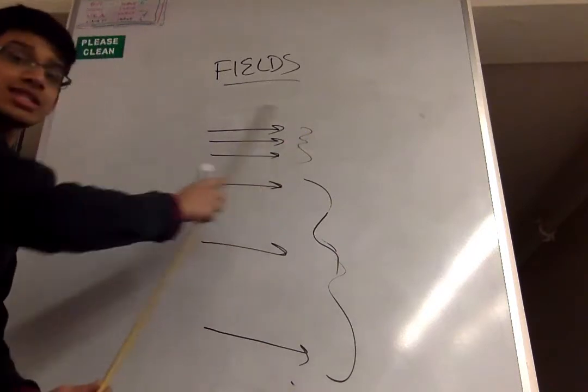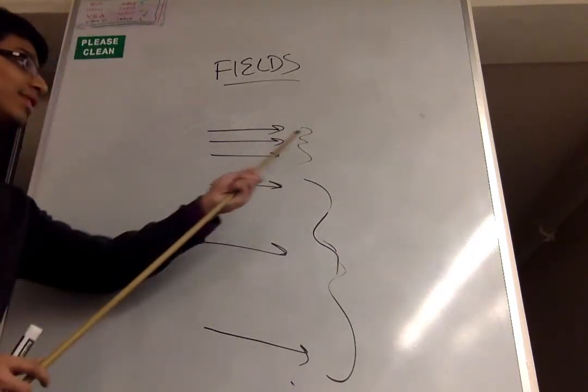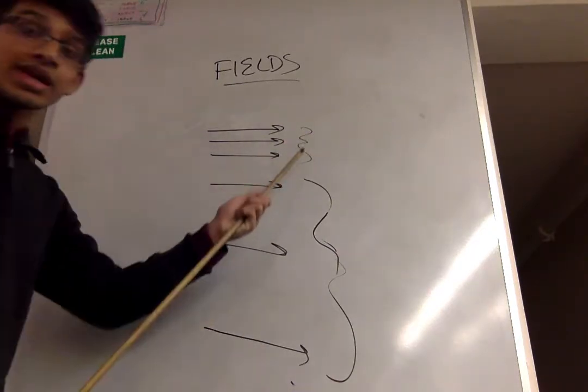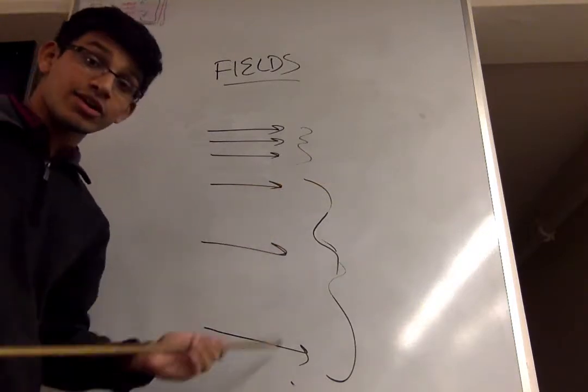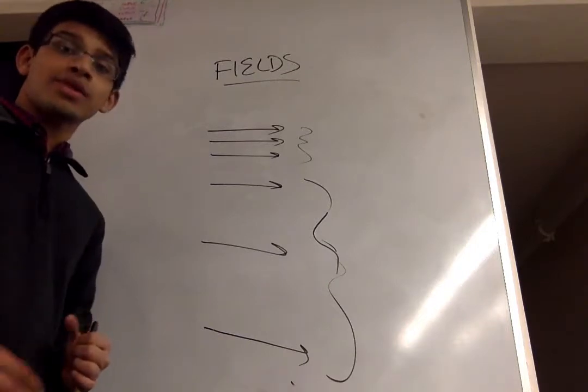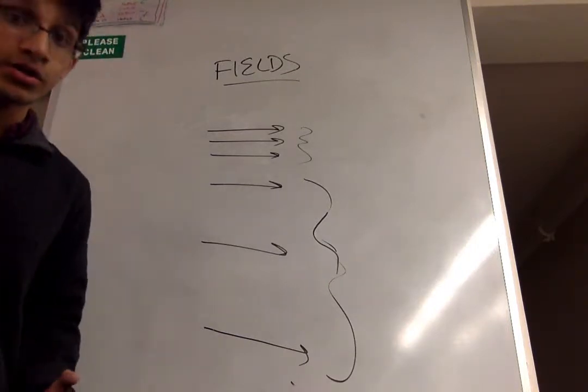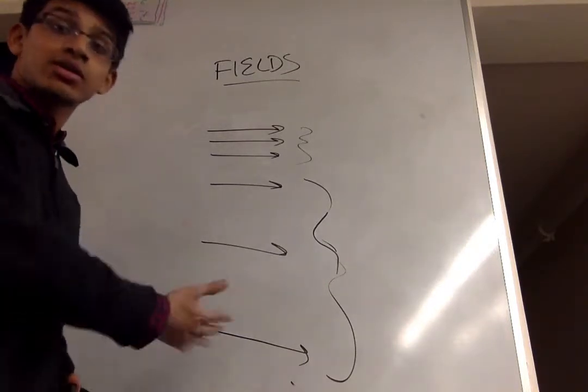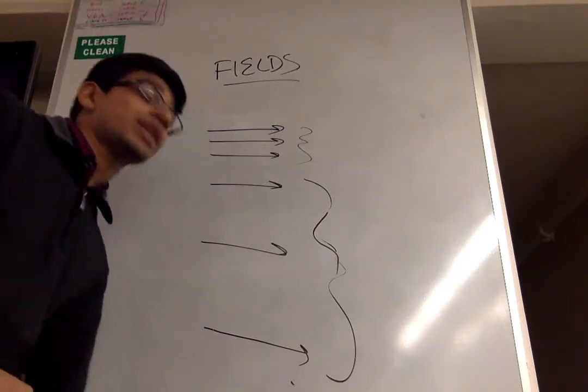It exists in this entire region right here, but in this subset of the region, it's uniform, and here it's not uniform. So I just wanted to put that out there so someone could see what a non-uniform magnetic field could look like, or one example of a non-uniform magnetic field.